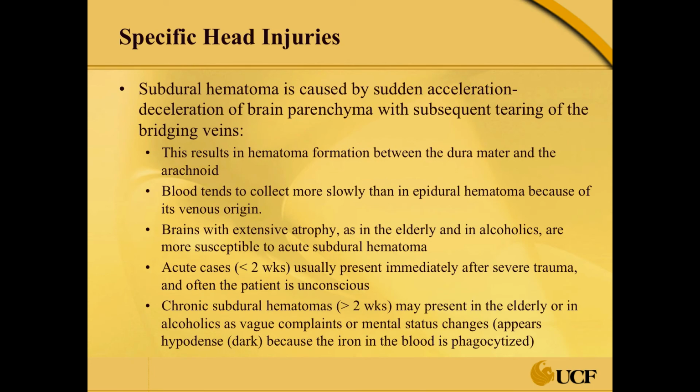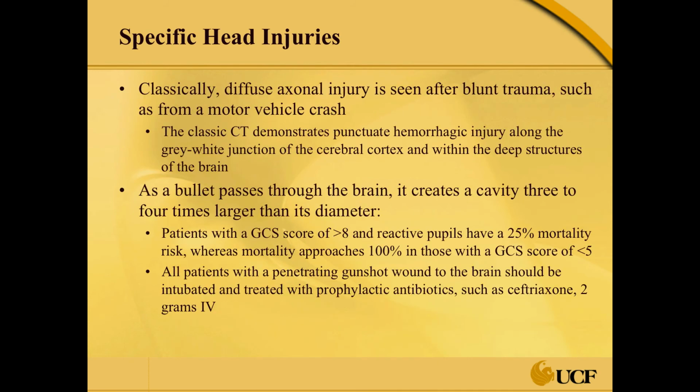Acute cases, which are less than 2 weeks, usually present immediately after a trauma, and the patient is usually unconscious. Chronic subdural hematomas are those that last more than 2 weeks. They occur in your elderly or your alcoholics. They complain of vague complaints of mental status change, and you'll usually see a hypodense or darkened area on the CAT scan, and that's because iron in the blood is phagocytized, and so on the film you'll see this as a very dark hypodense area. So that's a chronic subdural versus your acute case of these presentations.